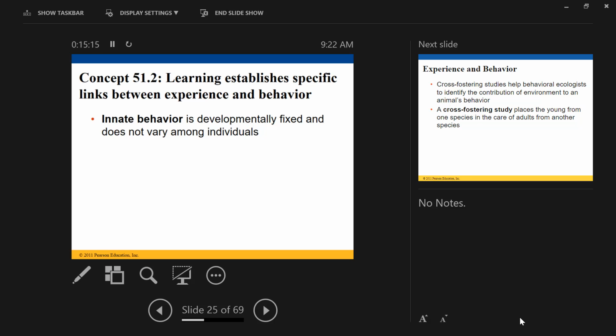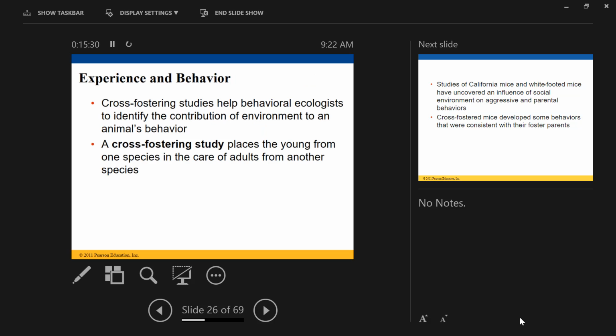But again, remember, like with the fiddler crab, it may not show up until they reach sexual maturity. And so it's like, was this learned? Well, no, it's triggered by the sex hormones. Now, what you find is that a lot of animals have some degree of learned behavior. Some animals have a lot of learned behavior, but most animals have at least some degree of learned behavior.